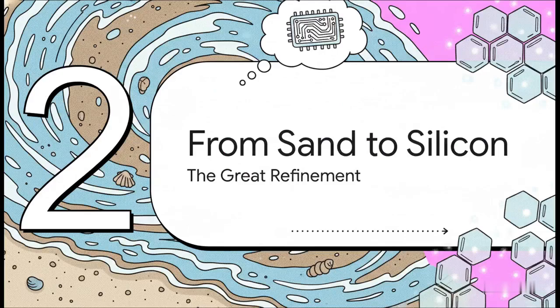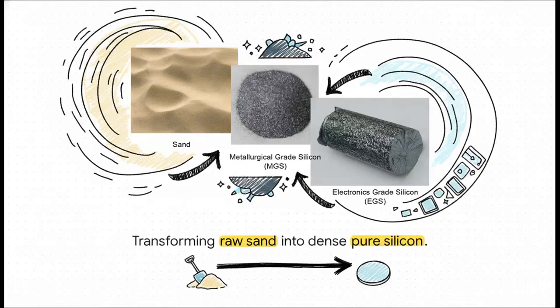Which brings us to Section 2, from sand to silicon, the great refinement. Let's look at how we actually achieve that mind-bending purity, starting from a literal beach. Because getting to that 1 part per billion level definitely doesn't start in a pristine clean room. It starts with plain old dirt and sand.